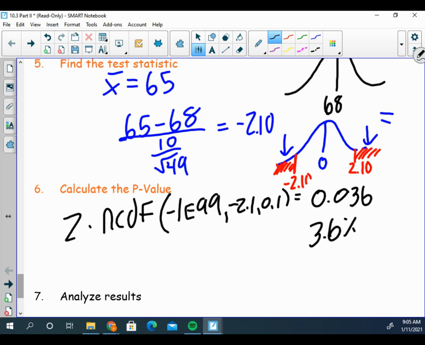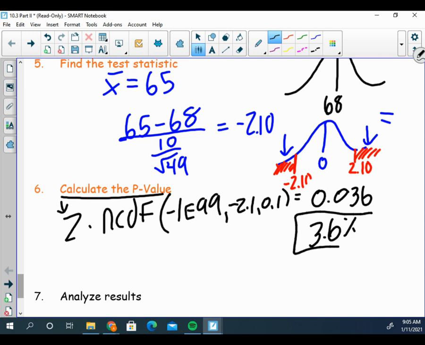In other words, 3.6%. There's a 3.6% chance that I get a data value as extreme as negative 2.1. In other words, 2.1 below and 2.1 standard deviations above the mean. When you run a two-tailed test and you're calculating the p-value, whatever you get, multiply it by 2. Again, this goes back to the idea that this curve is symmetrical, and so the area here is the same as the area here.